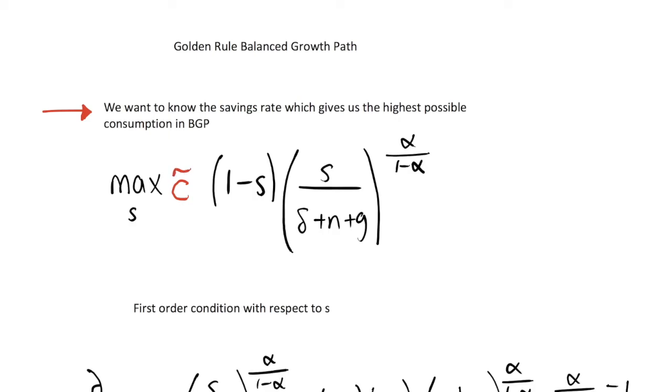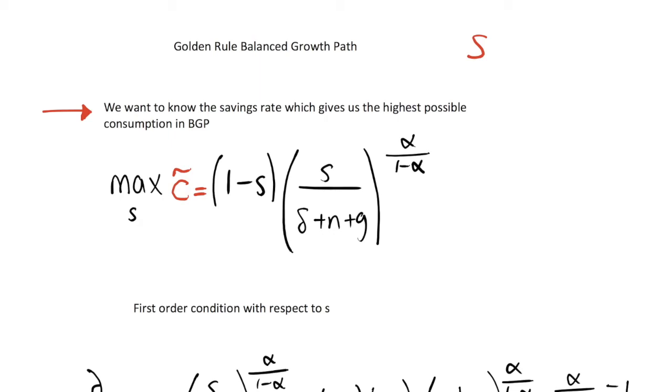this consumption tilde is equal to this expression, in terms of the savings rate and the other parameters in our model, and we are going to maximize consumption with respect to the savings rate, because we say that this savings rate S can be changed by policymakers. There could be some sort of policy added to this economy that could increase or decrease the savings rate, and so we want to know which of these S's maximizes consumption.